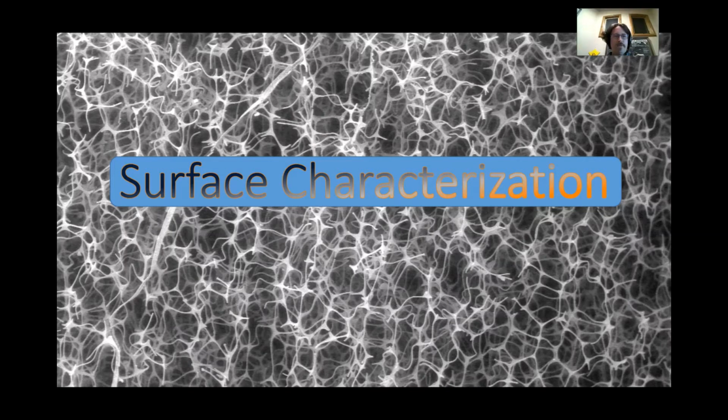All right, we're beginning to talk about surface characterization, and I painstakingly made this fancy font to celebrate the day. I think the longest part of making this lecture was making the words surface characterization.